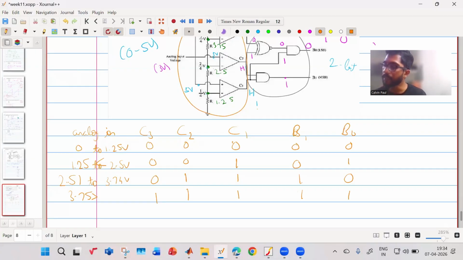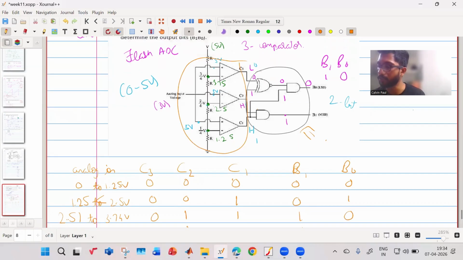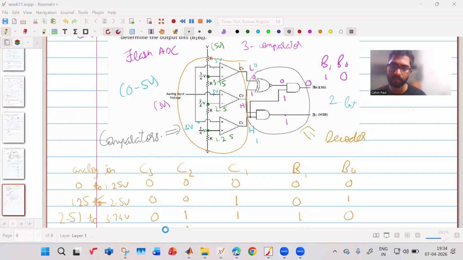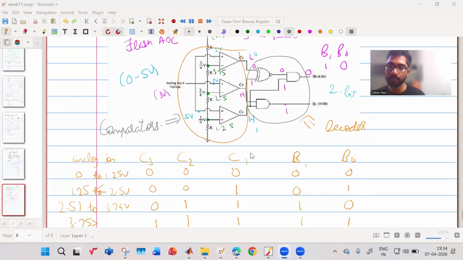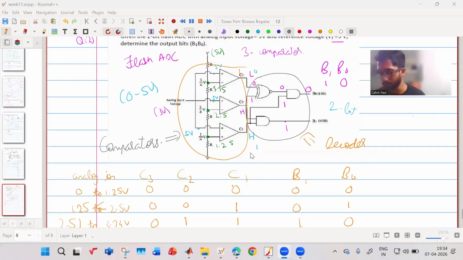So to convert the comparator outputs to these digital bits, you need a decoder, which is this one. This is your decoder. And these are your large number of comparators, and a simultaneous comparison. So that's why it's known as a Flash ADC. Okay, I hope this cleared it. Or if you have any more questions, you can further ask.